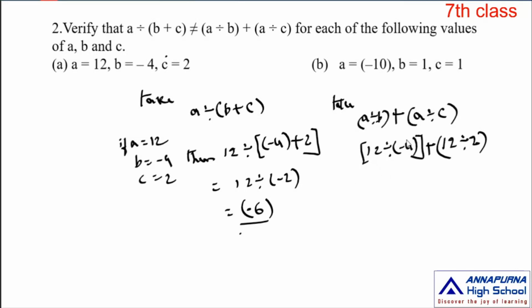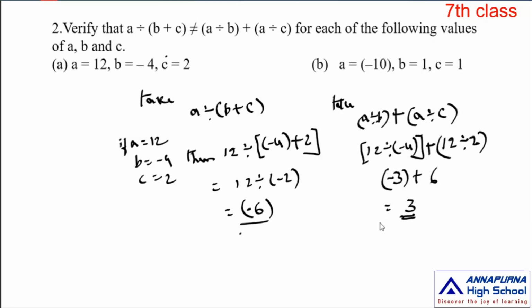Now, in 12, 4 how many times? 4 3s are 12. Plus 3 or minus 3? Minus 3. Yes. Now, minus 3 plus. Now, 12 divided by 2 means 6. Now, minus 3 plus 6. Addition of. Now, here negative, positive. That means, what is the difference of these two? 6 minus 3 is 3. Higher value sign is plus. Therefore, plus 3.